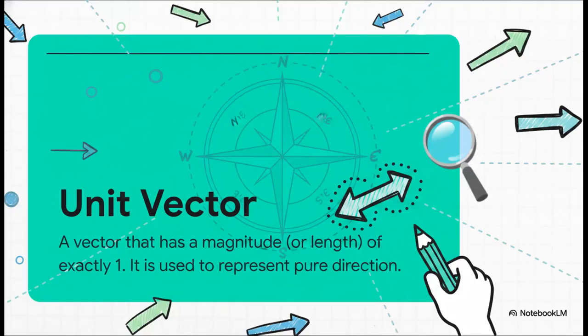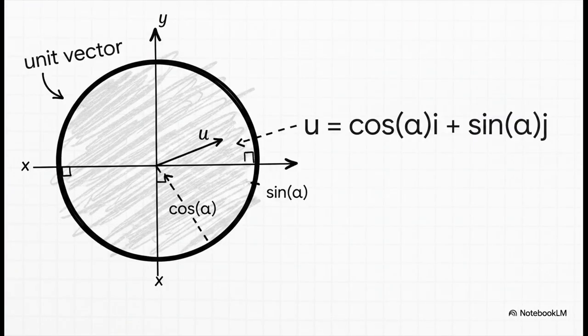But hold on, quick timeout. What exactly is a unit vector again? Think of it this way. A unit vector is all about pure direction. It always has a length of exactly 1. Its only job is to point the way without adding any extra length or magnitude. And lucky for us, there's a super handy formula to build one. To create a unit vector from any angle, the horizontal i part is just the cosine of that angle, and the vertical j part is the sine of that same angle.